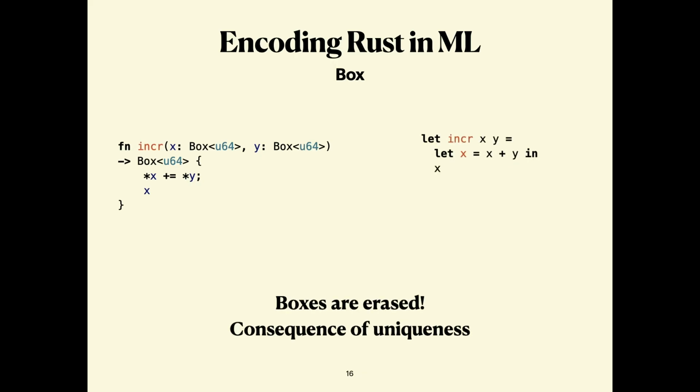Well, the idea that Creusot is built on is that we can just ignore the Box, right? Because the Box is unique, nobody else can observe the value of x. If you're holding a Box, nobody else can see what's inside of it, right? So for all intents and purposes, you could pretend that the Box is not there, right? You can just treat it as its contents. And so we can do the exact same encoding as we did before.